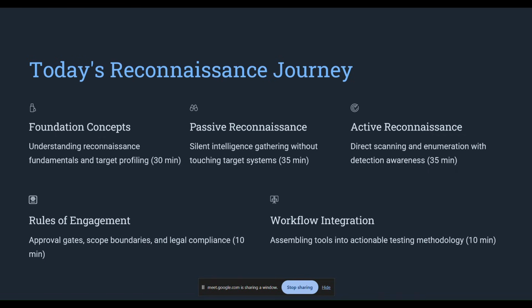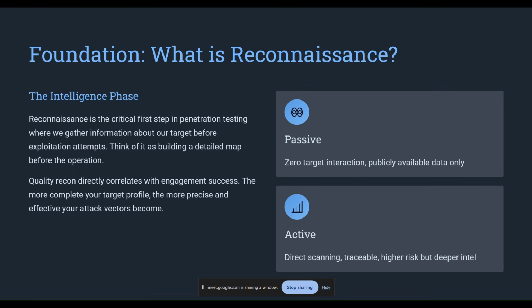And also we'll see how the flow should be. We start with ROE, then we go for passive, then active, then documentation, and finally the pivot to exploitation, and again documentation. So today it will be more scenario based, where you'll see real command examples, real outputs, and decision points.